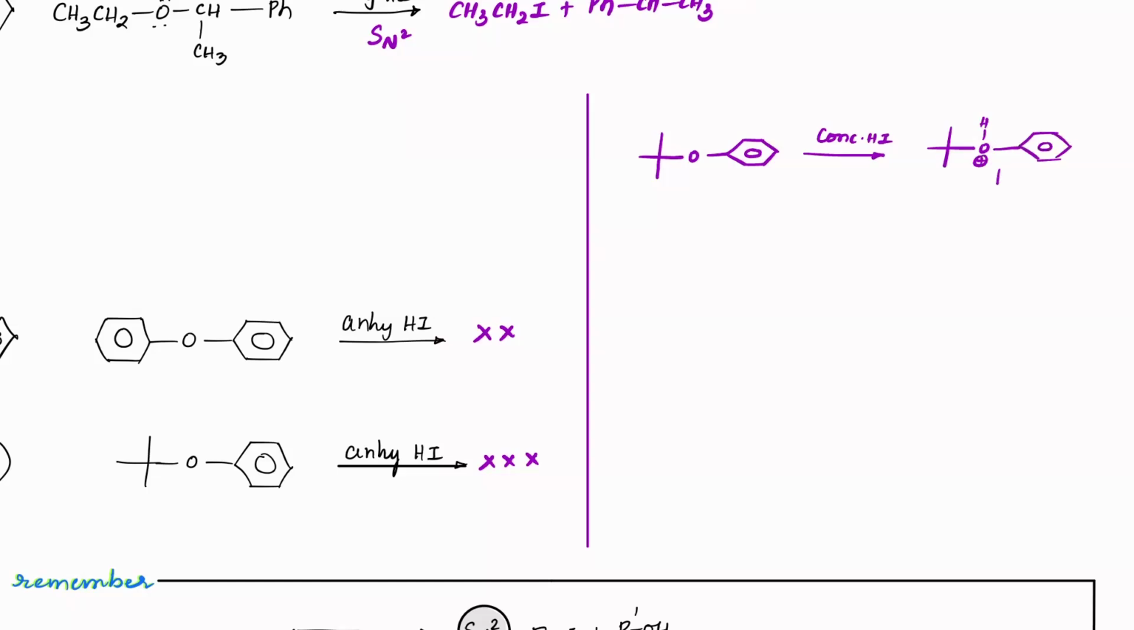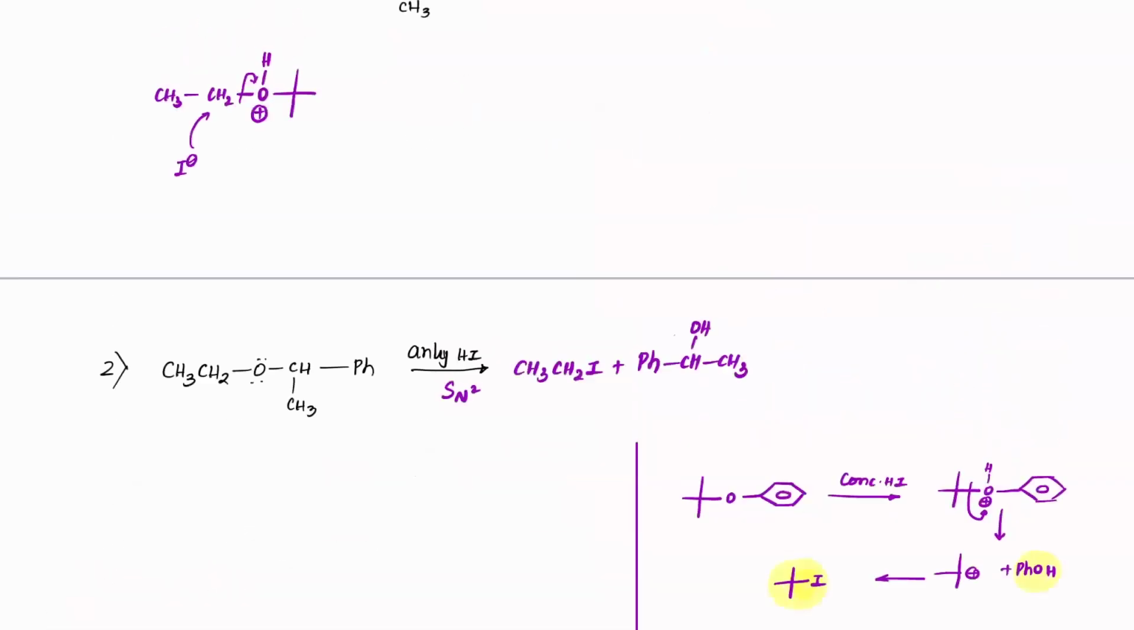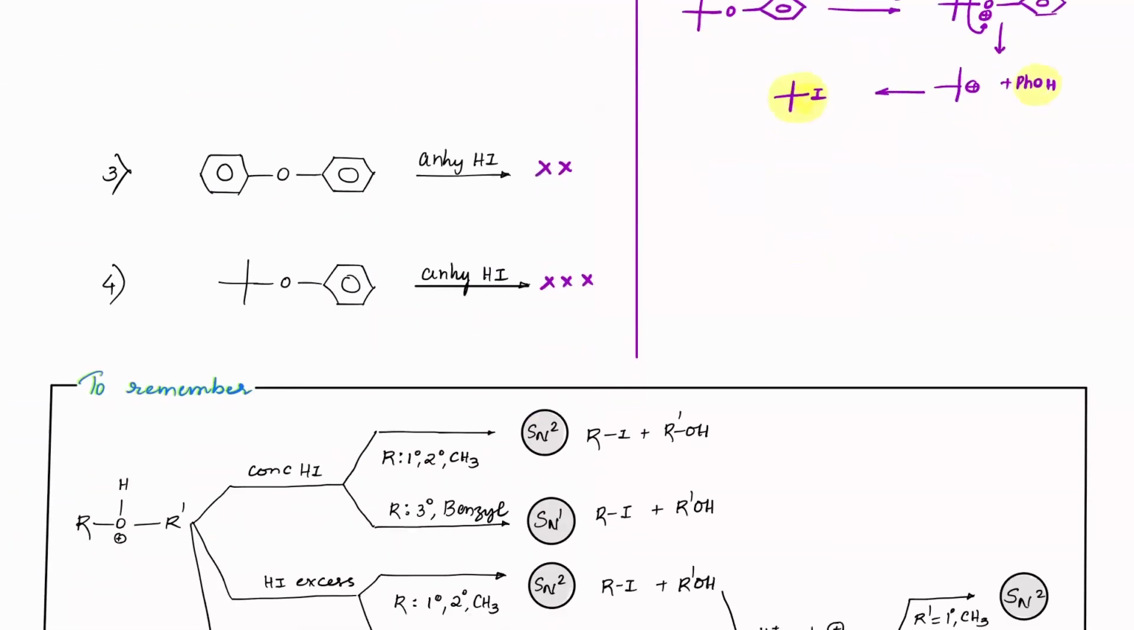Like this. And then you will break the bond onto this side, get a stable carbocation plus phenol. And then the stable carbocation will get iodide on it. So you'll get I here. So these two are the products you will report: this one as well as phenol. These two are the products which you will report. But with anhydrous HI, no reaction. Okay. Got it? So easy cases.